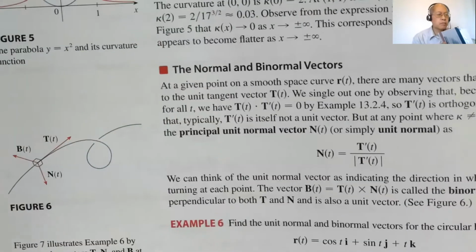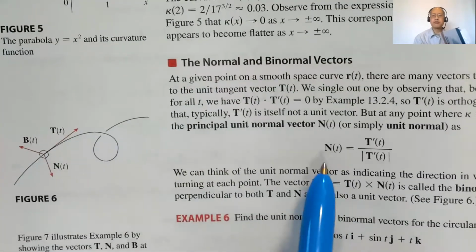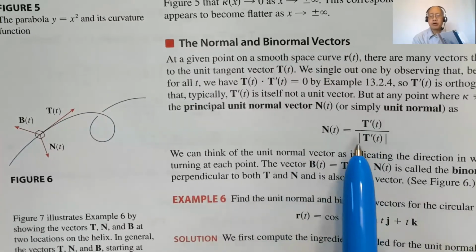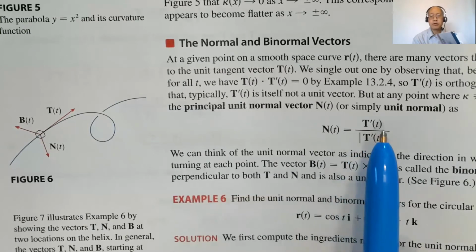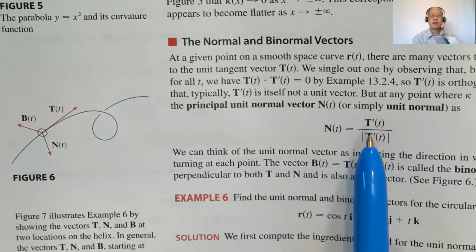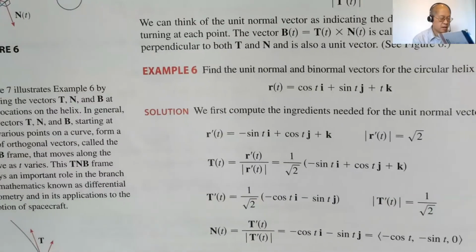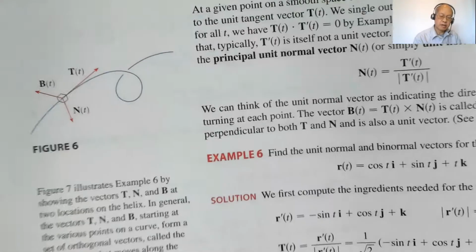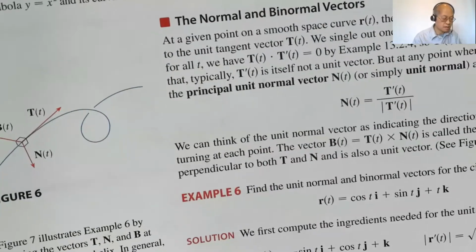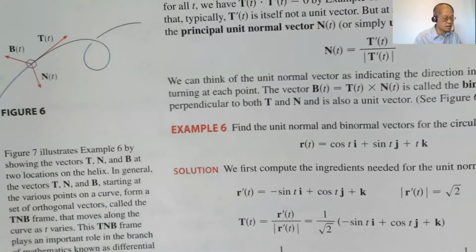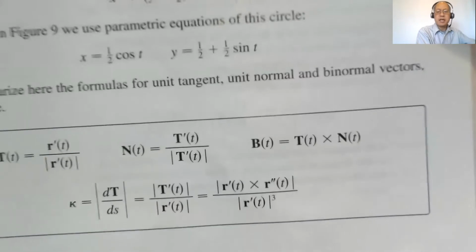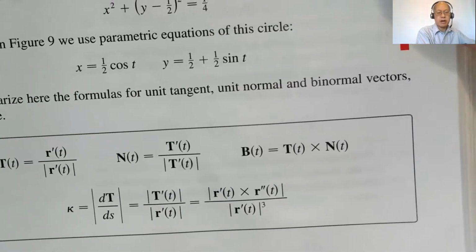All right, special vectors, normal and binormal vectors. Put these on your formula sheet. Unit normal is T prime over magnitude of T prime. And then you have a binormal vector, and they give you a picture here. The binormal vector, capital B, is T cross N, cross product.